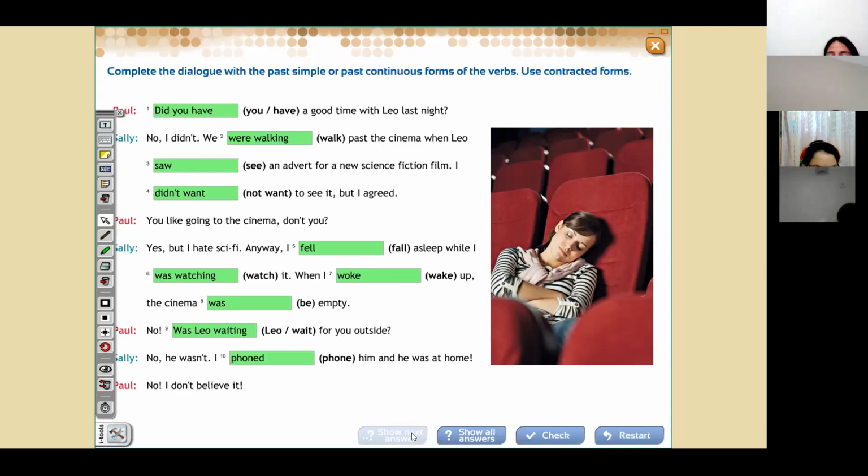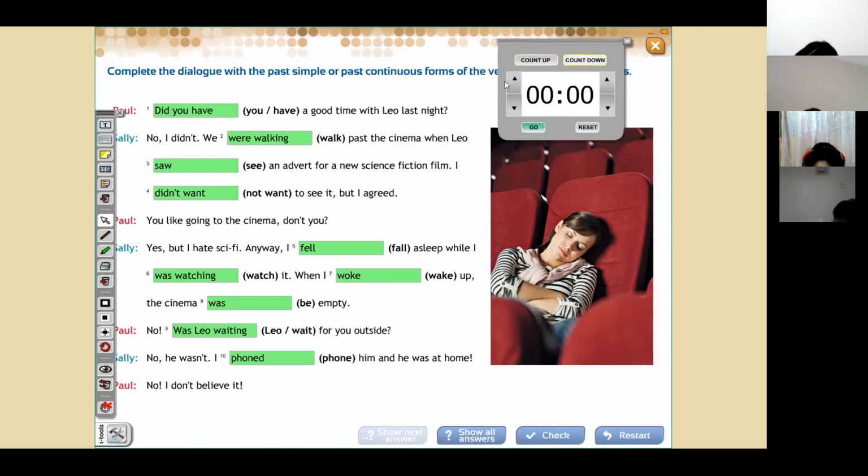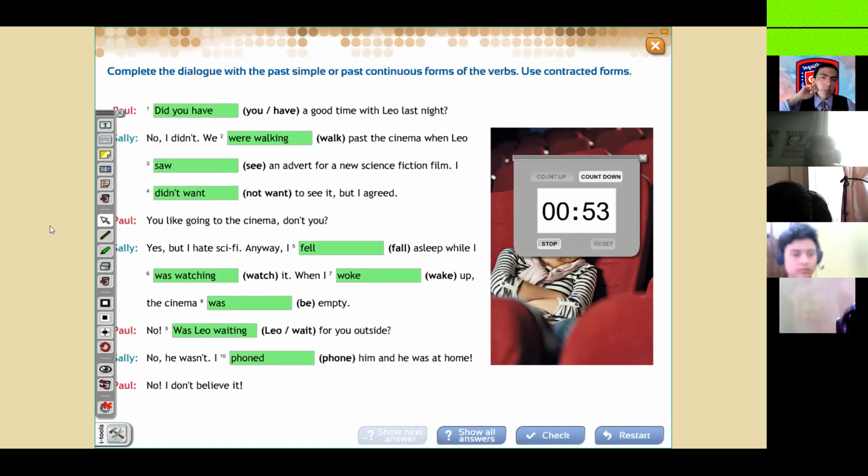And finally, we have, of course, past simple. "No, he wasn't. I phoned him and he was at home." Okay, we will give you 1 minute so you can compare and check your answers in case you need to. Okay, take your time and we'll move to the following exercises. We still have one more exercise to complete.